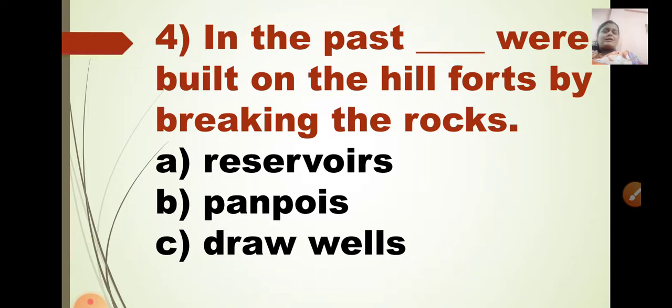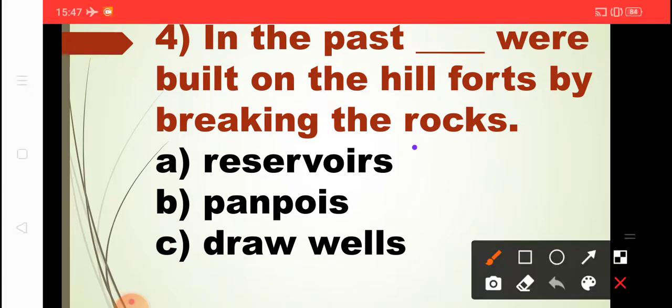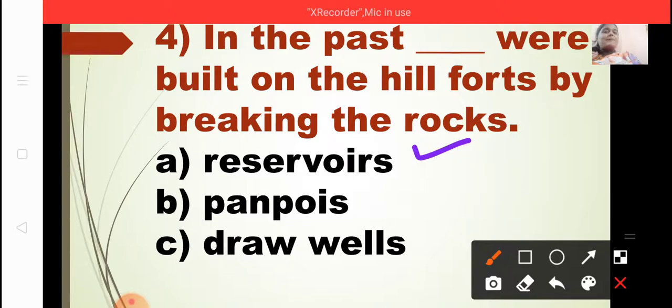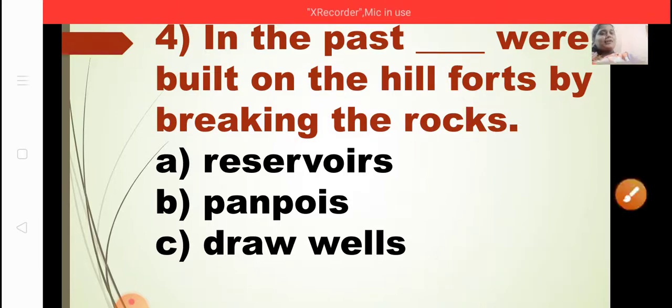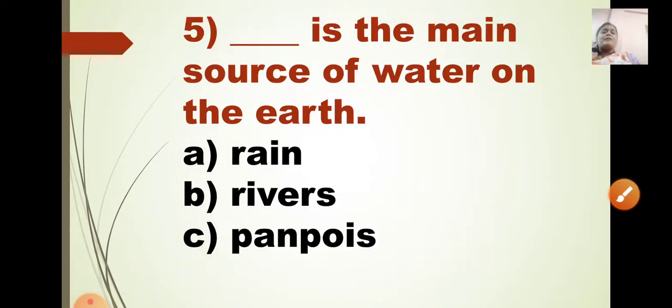That can be the correct answer. Panpois cannot be the correct option because it is a recent water storage system, and the question is asked about the past. And drawbells again, on the hill forts, no. So by breaking the rocks, what was built? Reservoirs were built. So in the past, reservoirs were built on the hill forts by breaking the rocks. So reservoirs is your correct answer. Did you get it? Now fifth one.